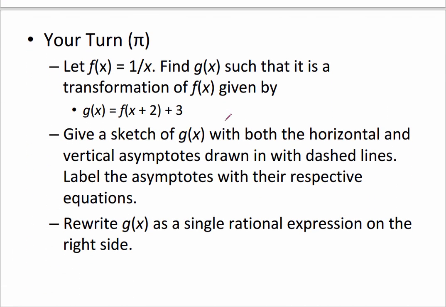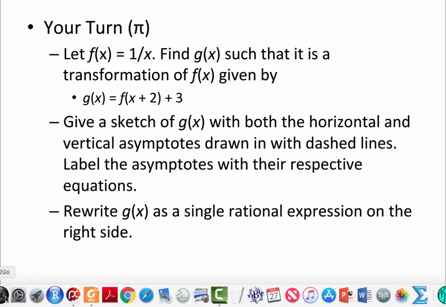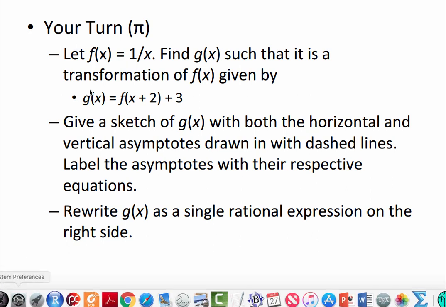All right, so let's do your turn pi here. So let f of x equal 1 over x. Find g of x, a transformation of f of x, given by g of x is equal to f of x plus 2, plus 3. Okay, so let me get up a whiteboard here for us.